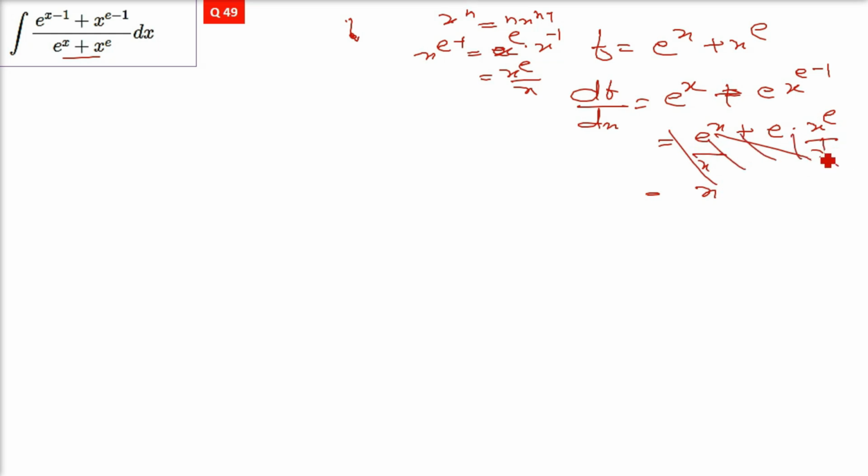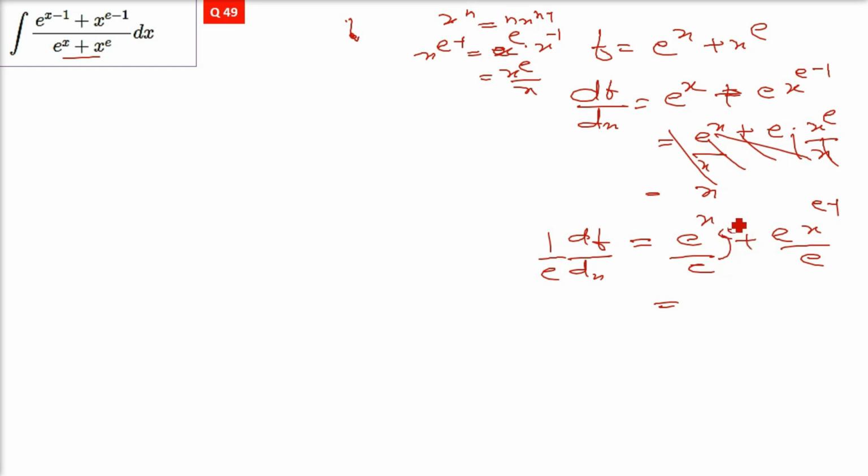This is the trial and error method everyone has to follow, because every time you will not get the answer directly. So what I am suggesting here is just divide everything by e, because I can already perceive what we are going to get in the numerator. So I divided everything by e, so I have to divide the e on the left hand side also. So e raise x divided by e will give you e raise x minus 1. Here e gets cancelled, so the x raise e minus 1 remains.